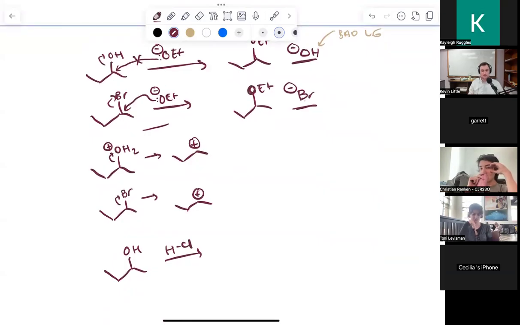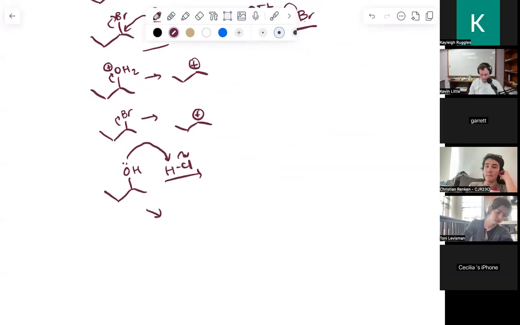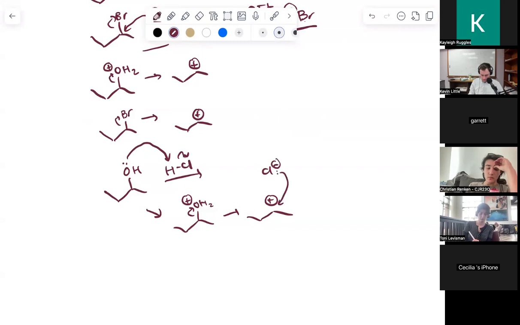Now we can do the opposite. We can substitute our oxygen out for some sort of halogen. This is the only thing that could get protonated. We form this, which is a good enough leaving group to leave. And then Cl can come in and add.